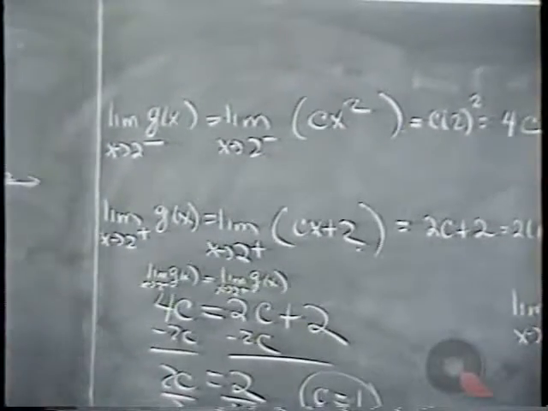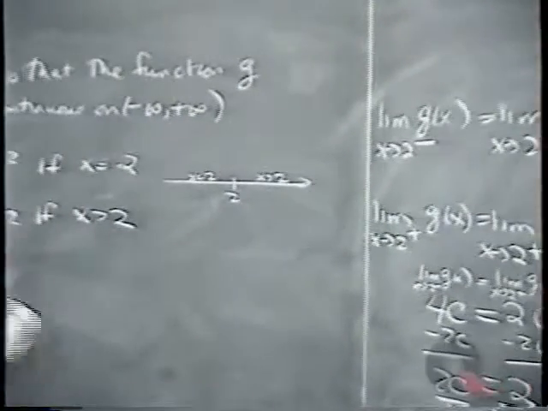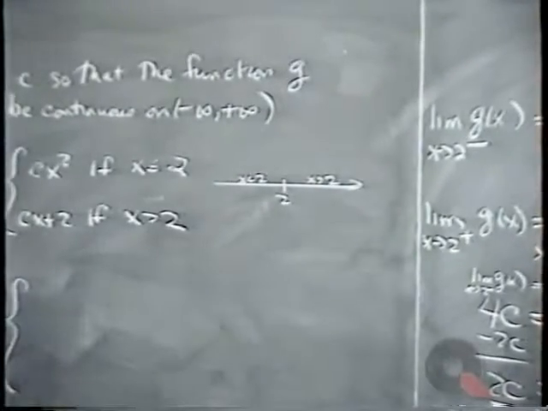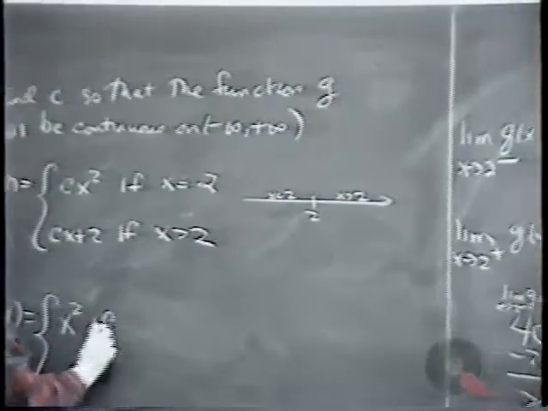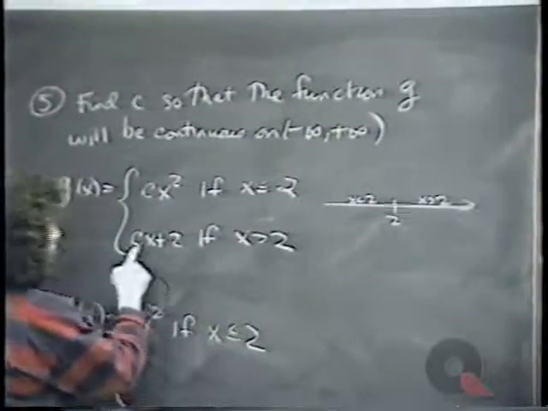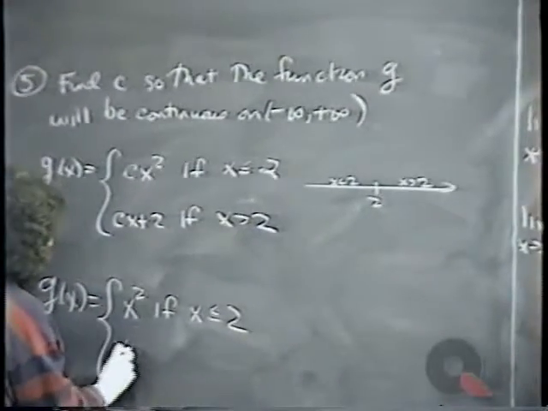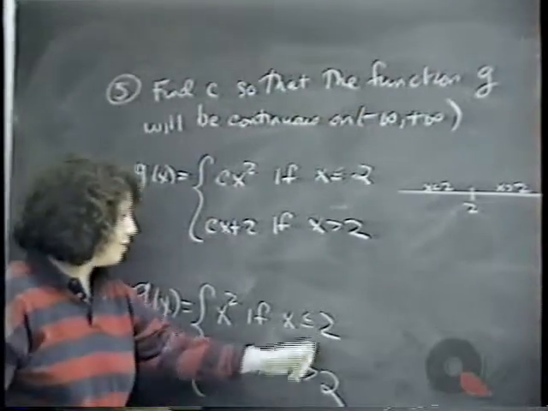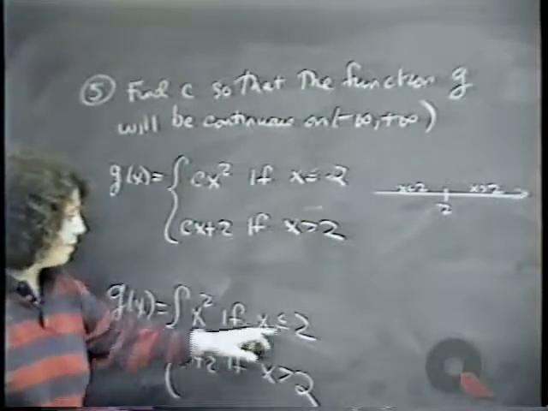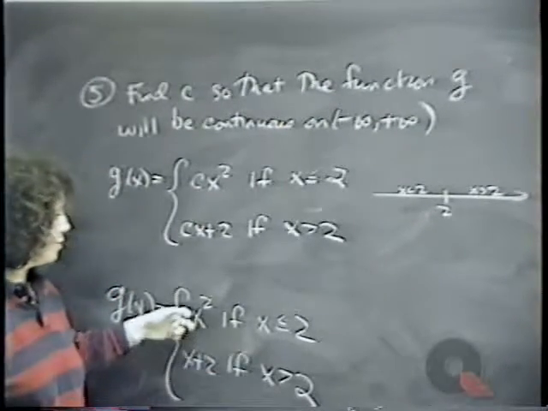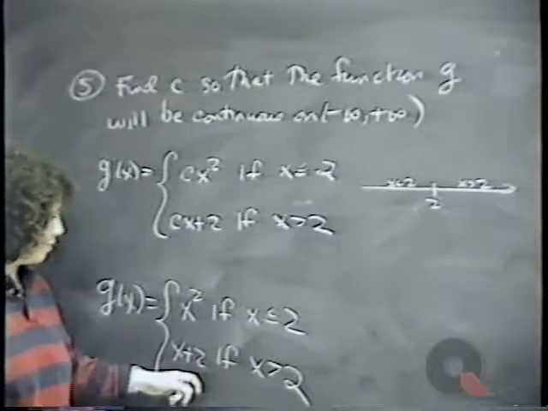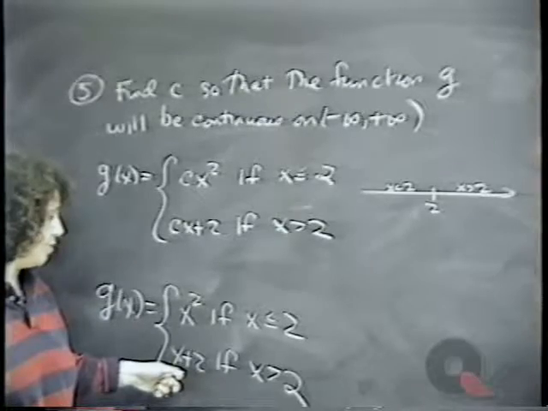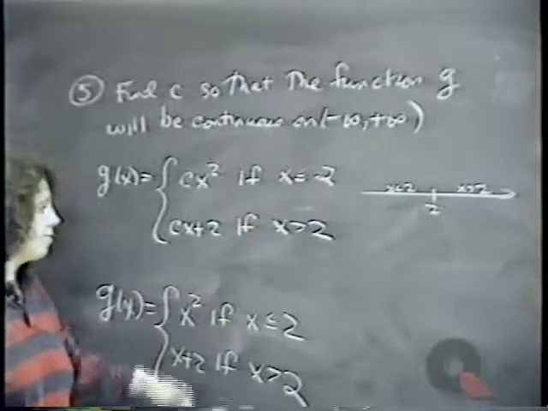Now that we know the value for c, let's see what we have here. The function g of x, we now know c has to be 1, is 1x squared if x is less than or equal to 2, and 1x plus 2, or x plus 2, if x is greater than 2. g of 2 is equal to 4. The limit from the left as x approaches 2 is 4. The limit from the right as x approaches 2 is 4. So the limit of g of x as x approaches 2 is 4. It's defined to be 4, so we're all set.